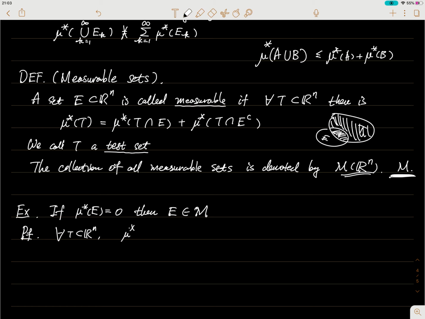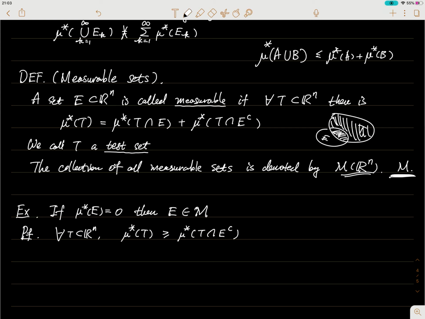Let's look at the outer measure of t. This outer measure of t must be bigger than or equal to the outer measure of t intersection the E complement. The reason is the intersection here is a subset of t, so the outer measure must be bounded by the outer measure of t as well. So this must be true.